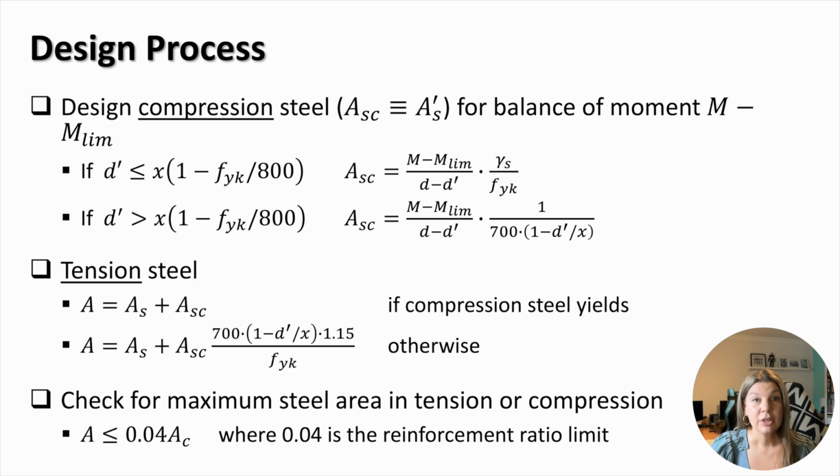The area of the top compression steel is calculated for the additional moment M minus M limit, depending on the yielding condition. The area of the bottom tension steel is updated by summing the steel area required to balance the force in the compressed concrete, and the steel area required to balance the top compression steel. The reinforcement provided is checked for maximum steel area in tension and compression as allowed by Eurocode 2, using a reinforcement ratio limit of 4% of the concrete section area.